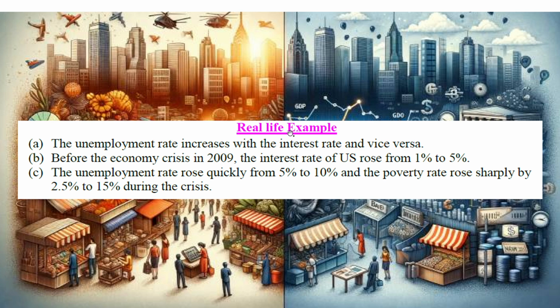Real life example. The unemployment rate increases with the interest rate and vice versa. Yes, interest rate increases, the economy shrinks, okay, so the unemployment rate increases. Okay. So before the economic crisis in 2009, the interest rate of the US rose from 1% to 5%. So you can expect that the economy won't be so well, right? So the unemployment rate rises from 5% to 10%. So more people lose the job, right? So the poverty rate increases sharply from 2.5% to 15%. Nearly doubles, okay.